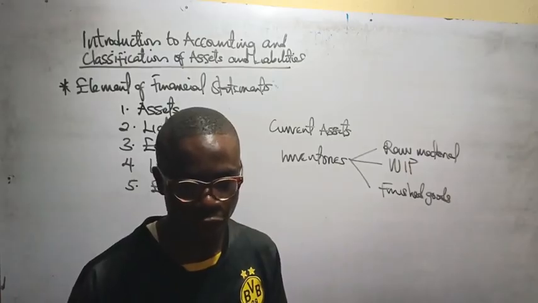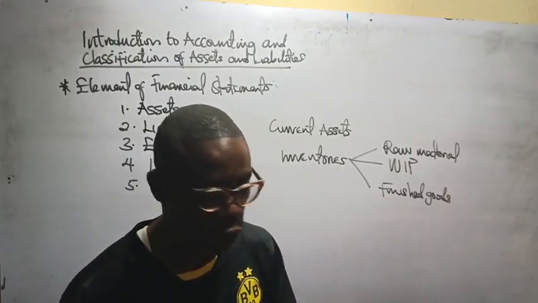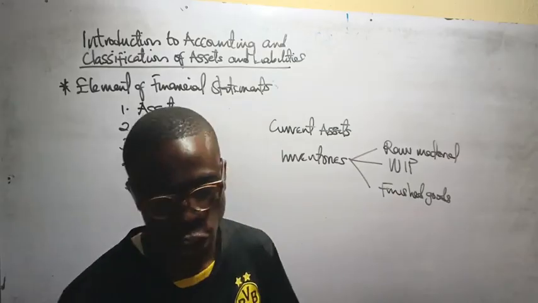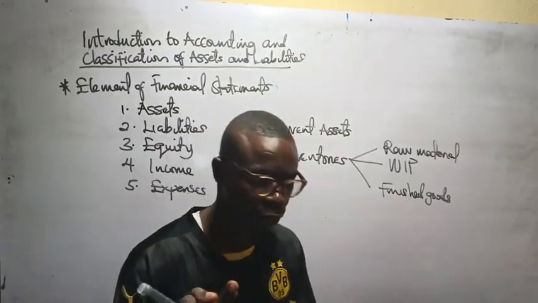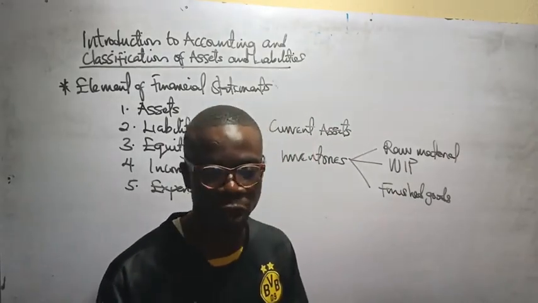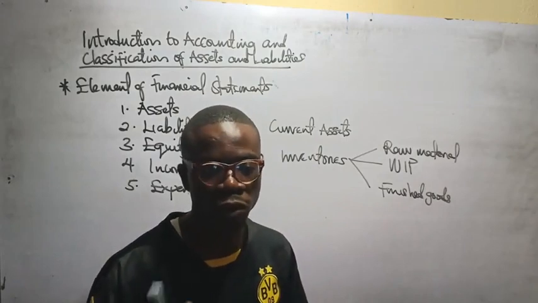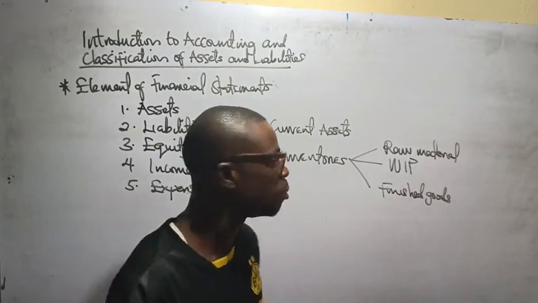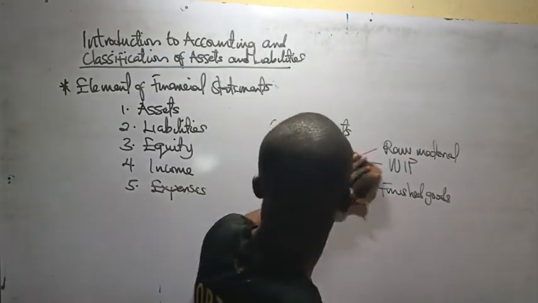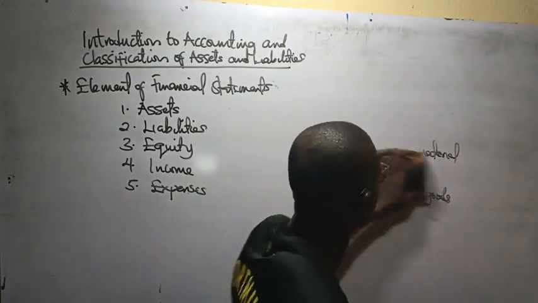The examples of current assets. Under current assets, we have cash and cash equivalent. We have prepaid expenses, account receivables, inventory, short-term investment. So those are what are under your current assets.